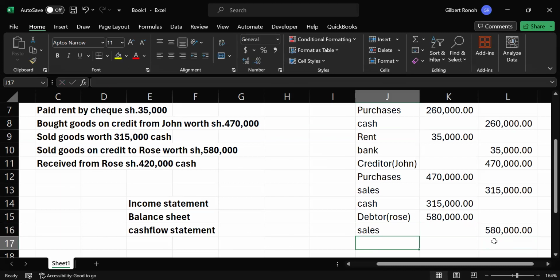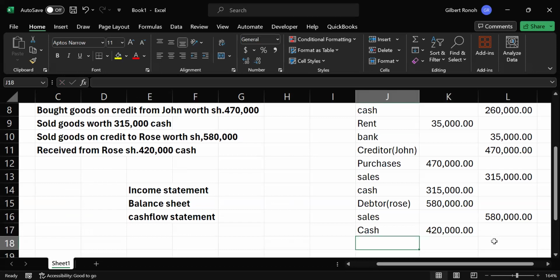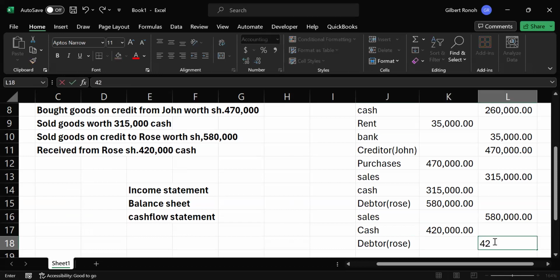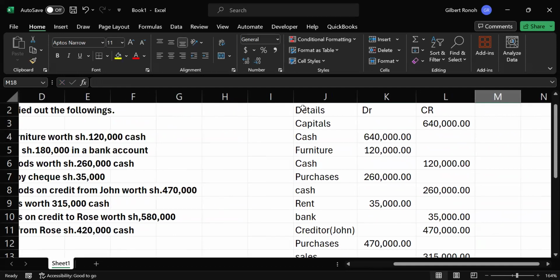And then now received from Rose 420,000 cash. So when Rose pays, you will reduce this balance of 580,000. We receive that amount first in the cash account, 420,000, and then we reduce the debtors account, specifically Rose, by 420,000.